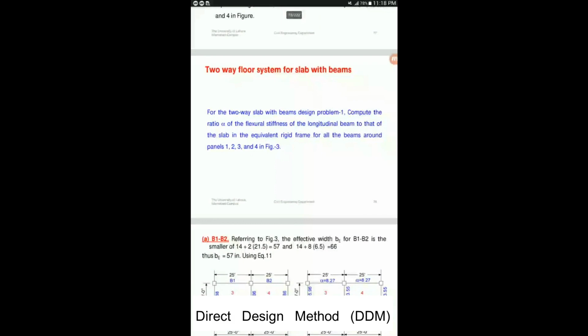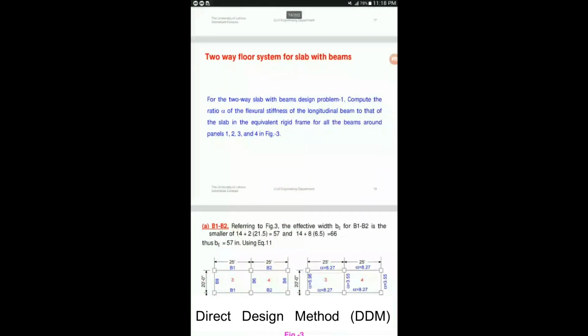So now these are the examples for the two-way slab beams. This is basically the continuation of the previous example, because in the first step we calculated the total factored static moment M0. Now we are moving towards the second part, where we have to find the ratio of the flexural stiffness of beam to that of slab. So the statement says, for the two-way slab beam design problem, compute the ratio alpha of the flexural stiffness of longitudinal beam to that of slab.